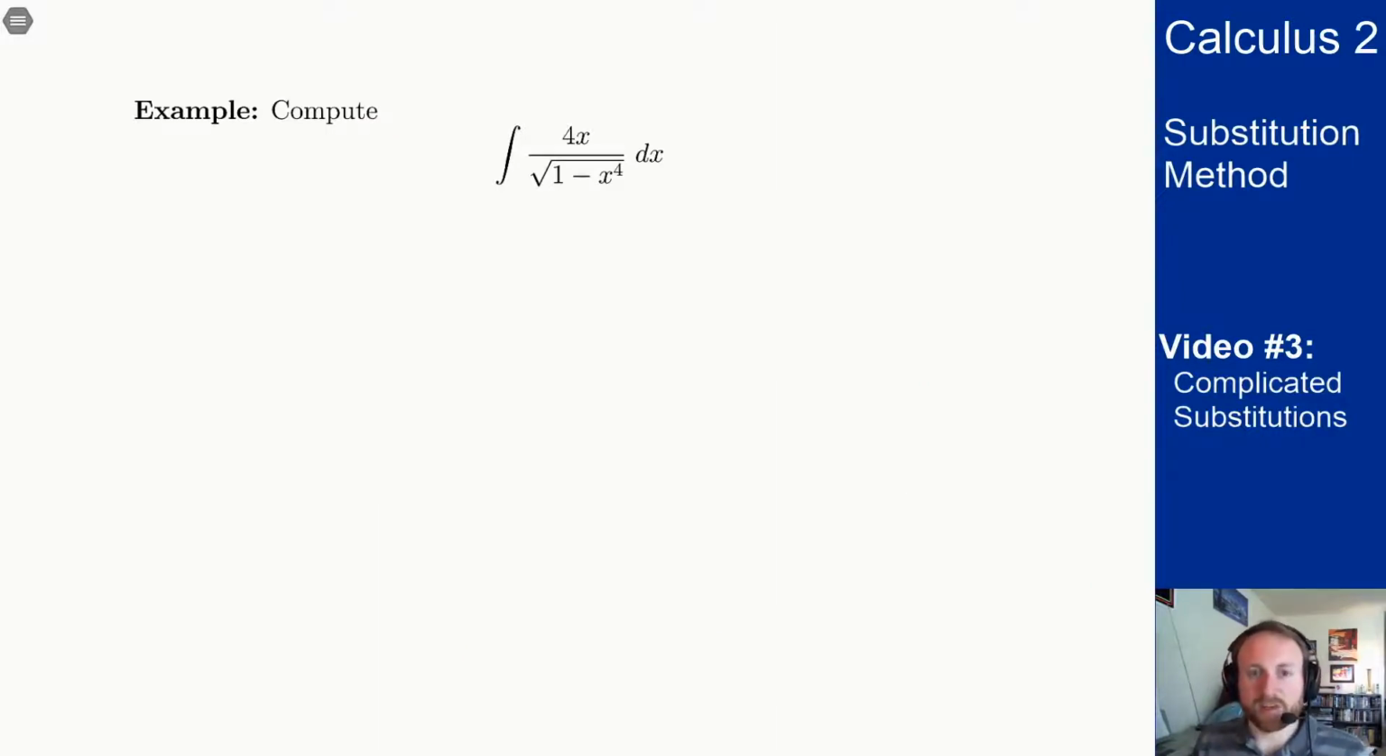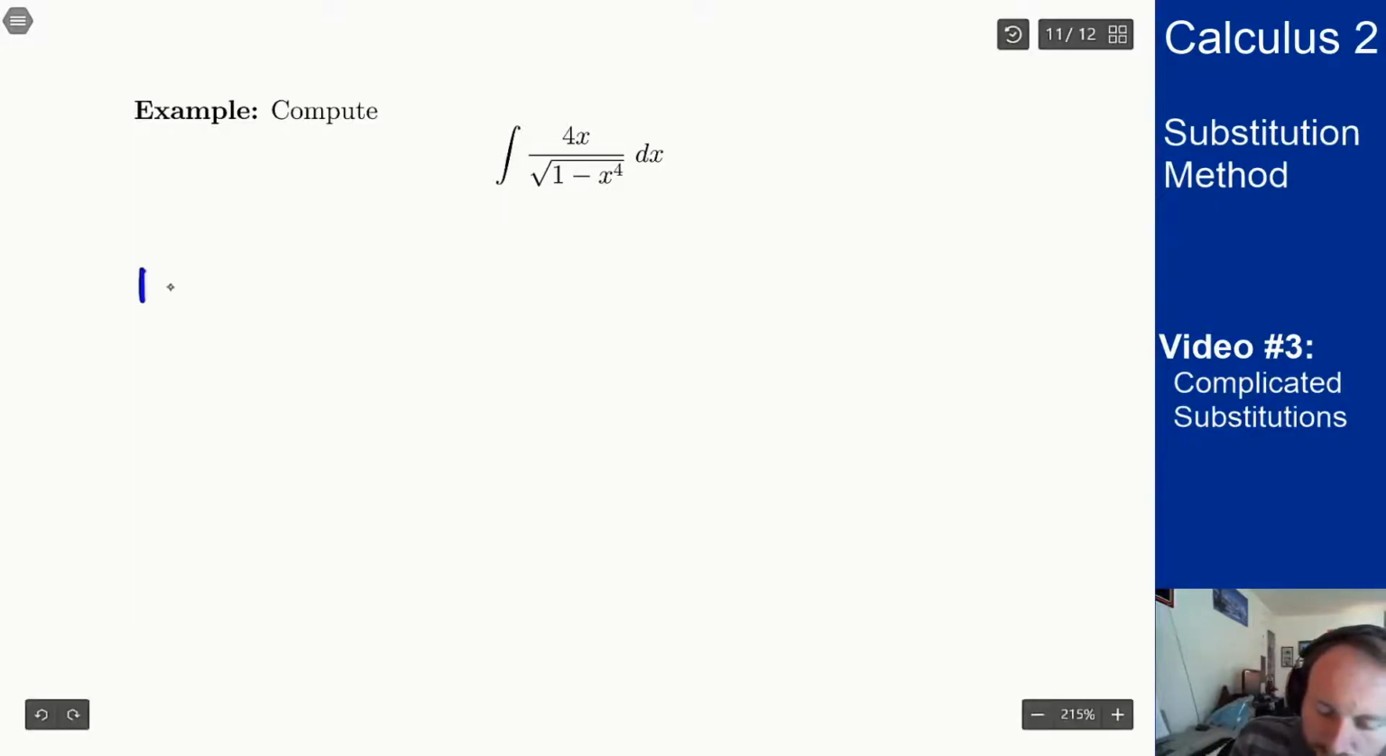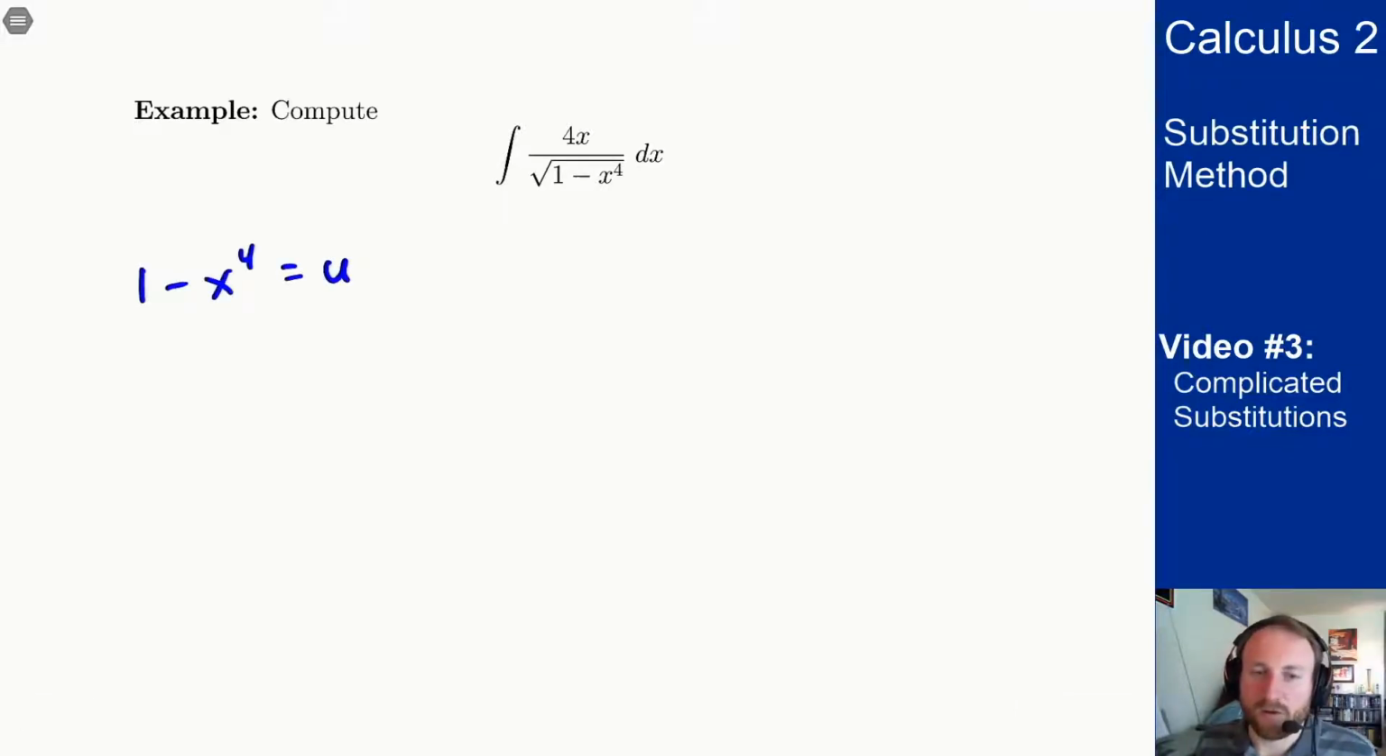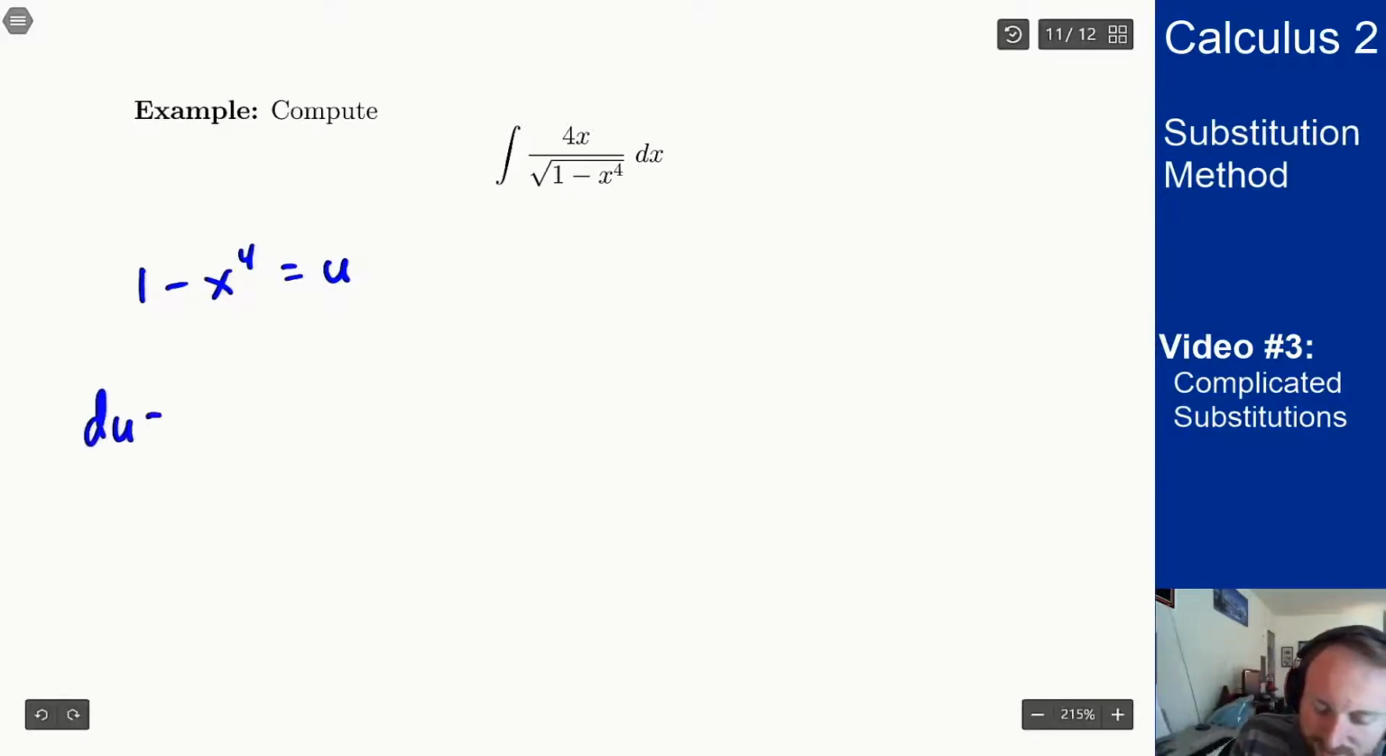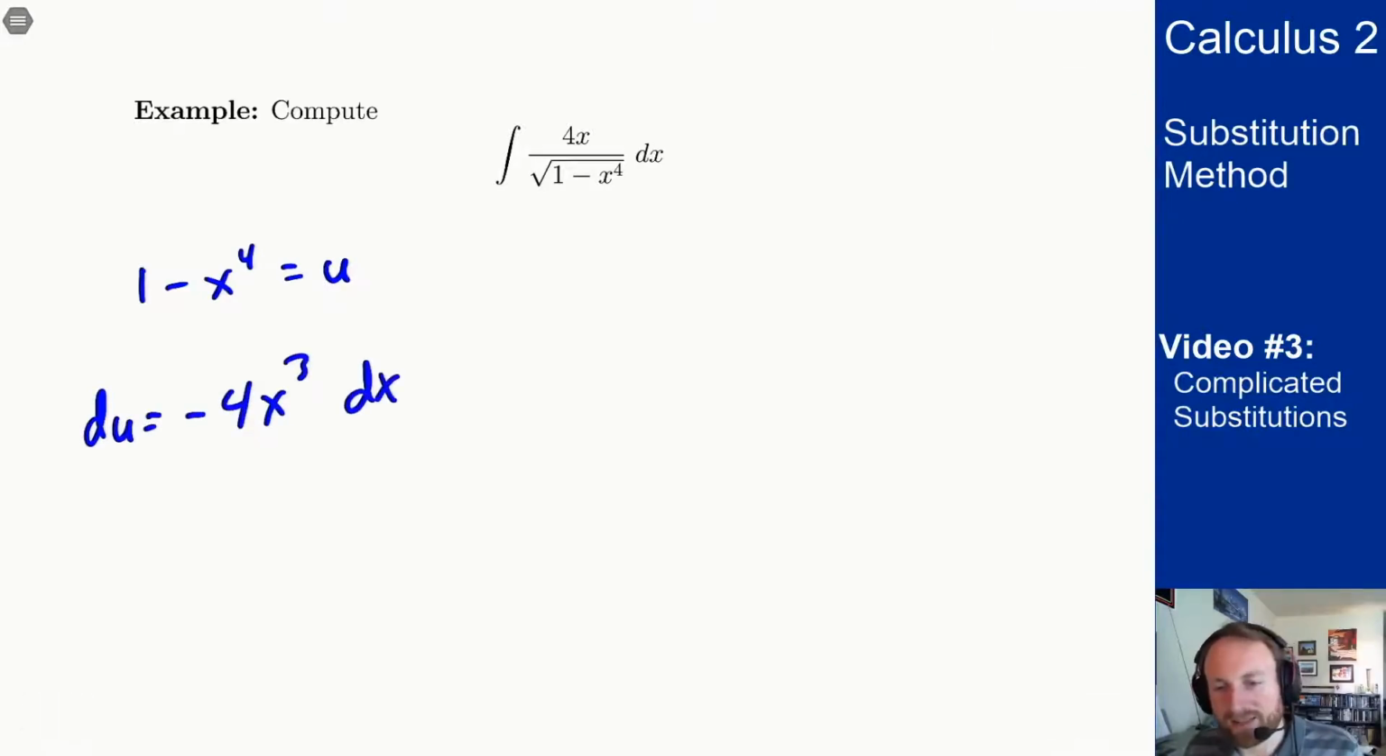This one says integral of 4x over the square root of 1 minus x to the fourth dx. Now your first gut instinct here might be to set 1 minus x to the fourth equal to your u. Why? Because that's the inside function that I see. So let's go for that and see what happens. Well, if I do that, what do I get for du? Well, my du is negative 4x cubed dx, and I immediately see that I have a problem.